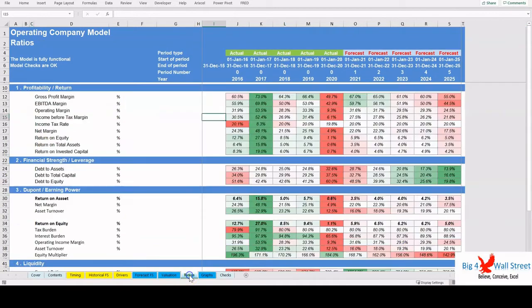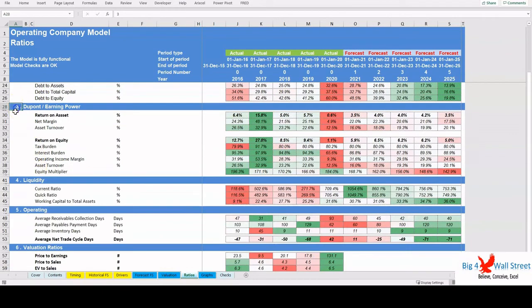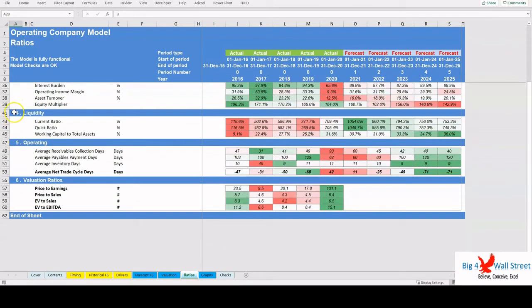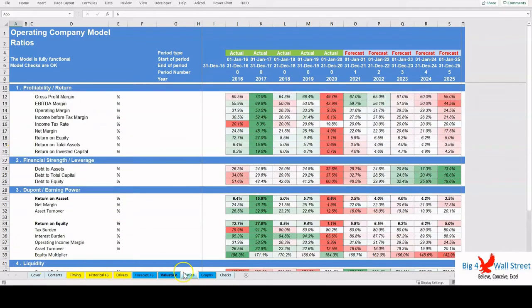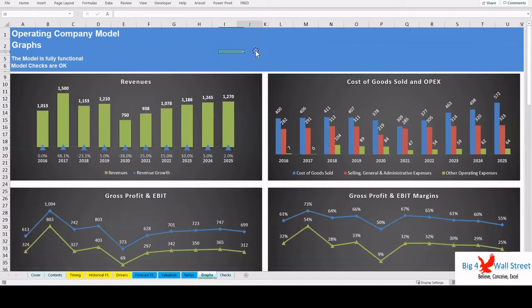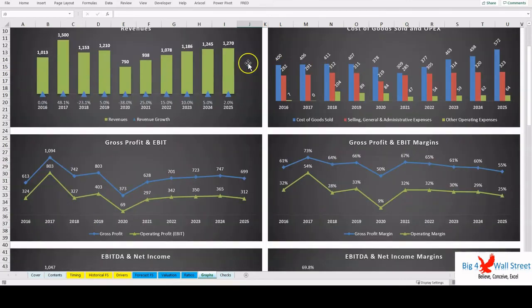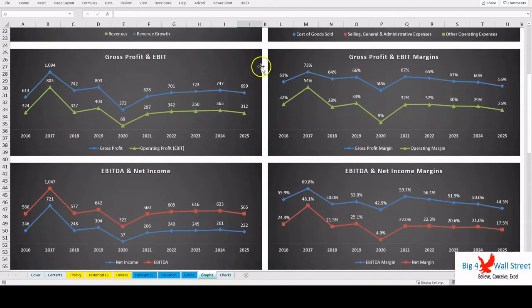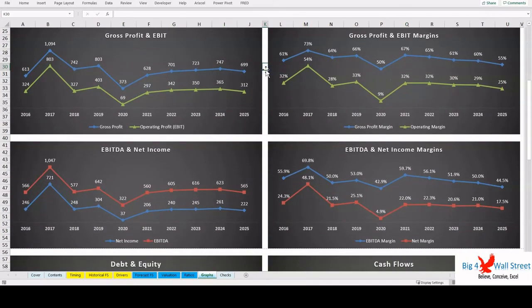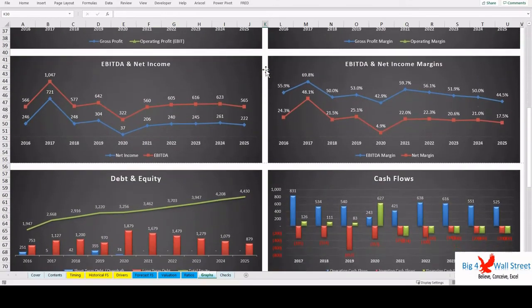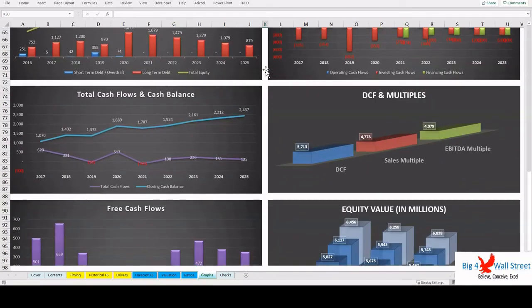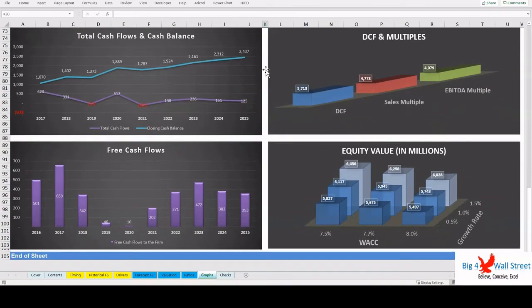On the next tab, a set of ratios is calculated focusing on profitability and returns, financial strength and leverage, DuPont breakdown and earning power, liquidity, working capital operations and valuation ratios. Moving to the Graphs tab, a set of charts are presented such as revenues, cost of goods sold and operating expenses, gross profit, EBIT, EBITDA, net income and the respective margins, debt and equity, cash flows and cash balance, DCF and multiples, free cash flows, and equity value sensitivity.